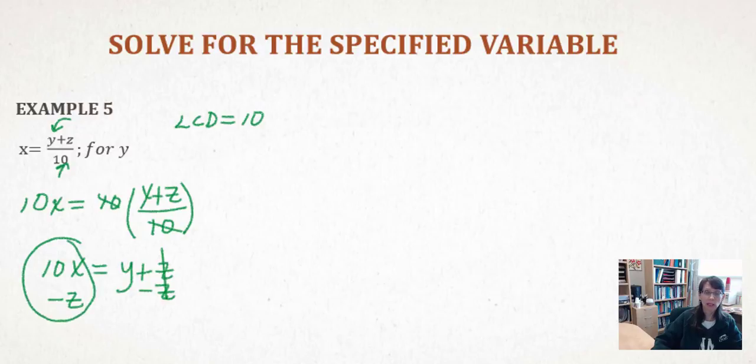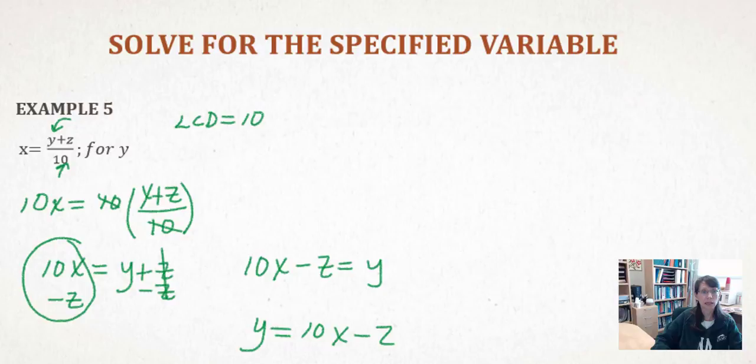We do not have like terms on the left, so the best we could do is to write 10x minus z equals y. Now this equation is equal to y equals 10x minus z, so either way you prefer to write it is acceptable.